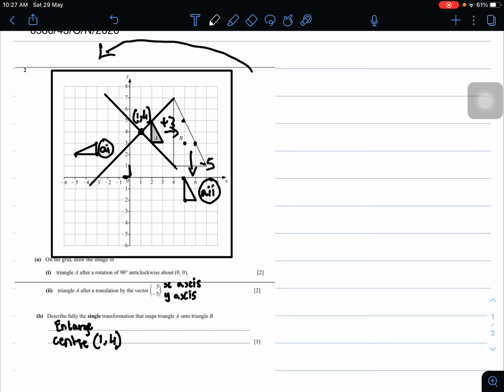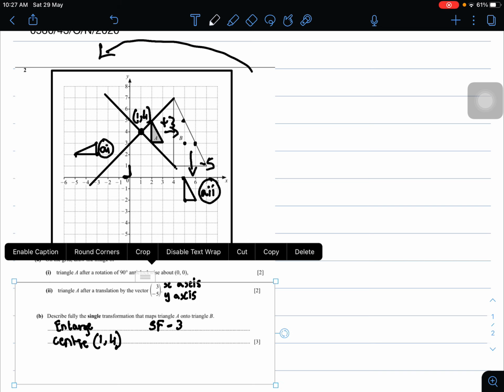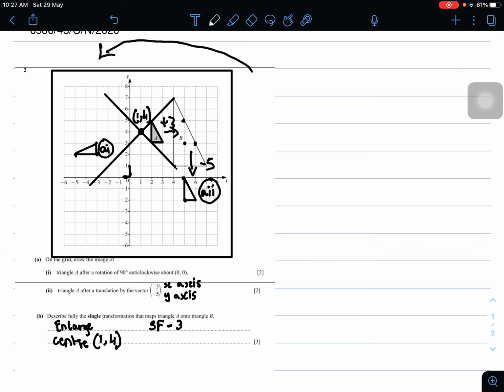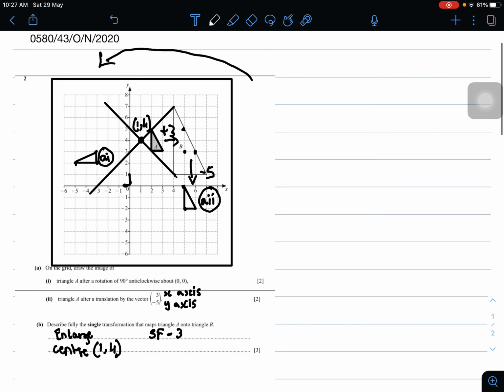And an easy way to see by what scale factor the triangle is enlarging, what I do is count the number of units of the base or the height. It would be the same thing. So in this case the base of triangle A is 1 unit and the base of triangle B is 3 units. Therefore the scale factor is 3, or the triangle is enlarged by a scale factor of 3. Therefore these are your final answers for question 2.